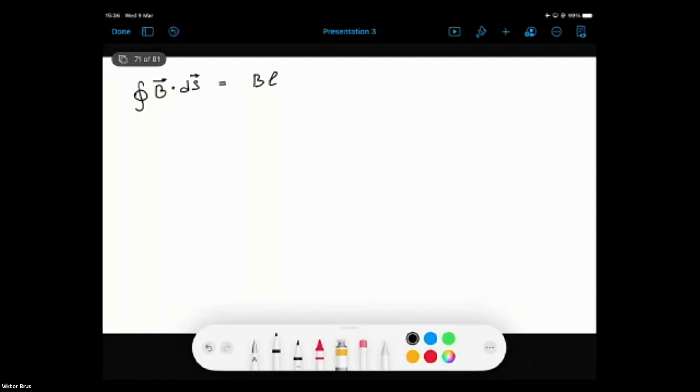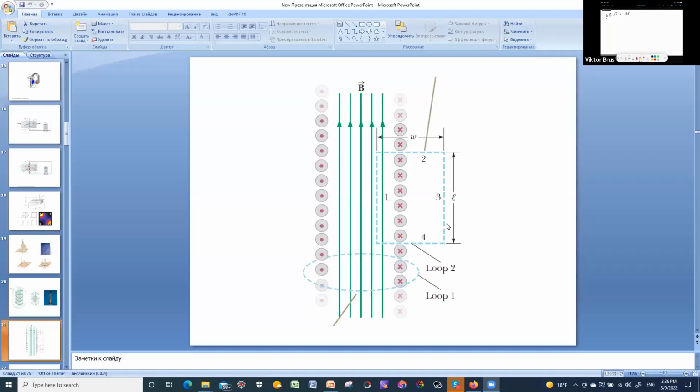And now, if we come back again to the image, we need to know, in order to apply Ampere's law, what is the current which flows through the surface of the loop. The magnitude of electric current which flows through the solenoid is I.